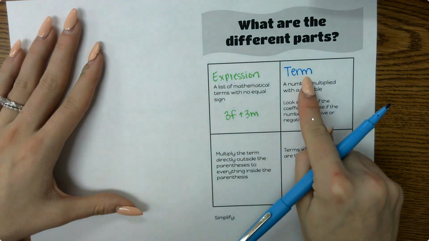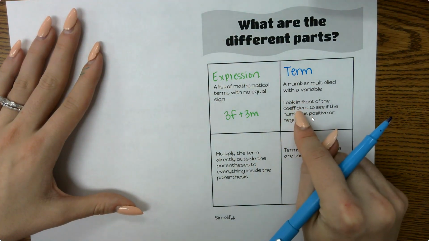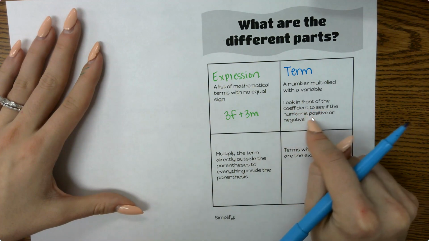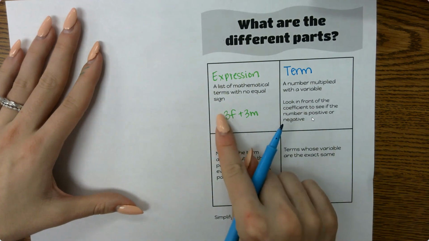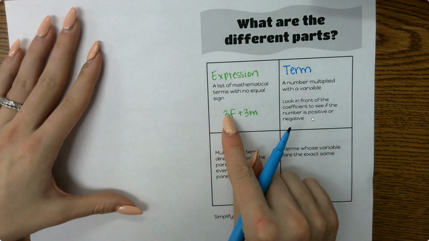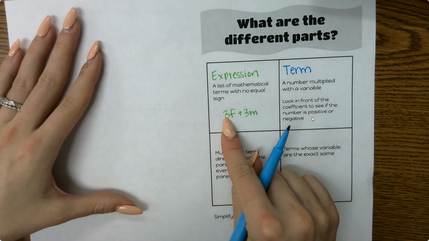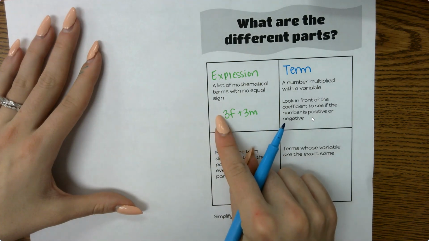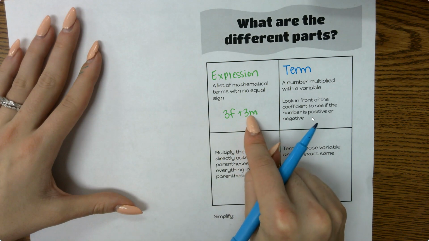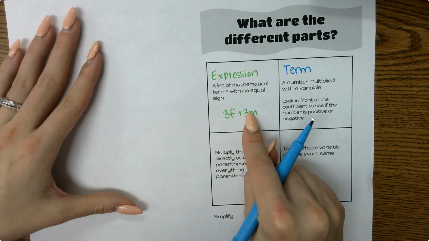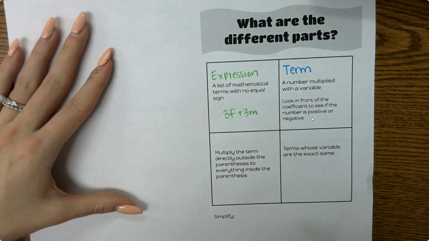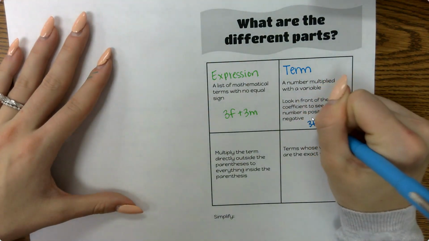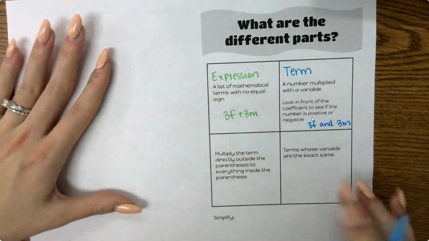The really important part when we talk about terms is that we need to look in front of the coefficient to see if the number is positive or negative. Coefficient is the number in front of the letter. So for example, there's no sign in front of the 3, the coefficient of f, and so we would assume that's positive. The coefficient of m, we see a plus sign, so that would also be positive. In this example, our terms are 3f and 3m.